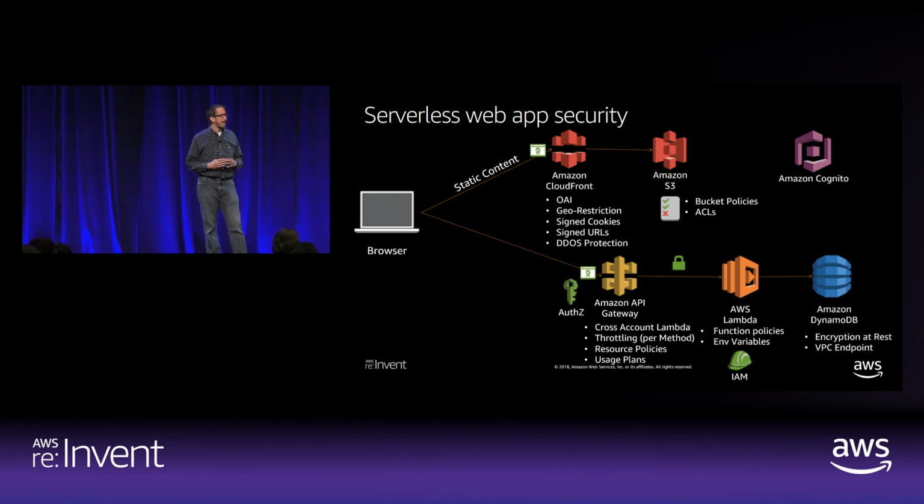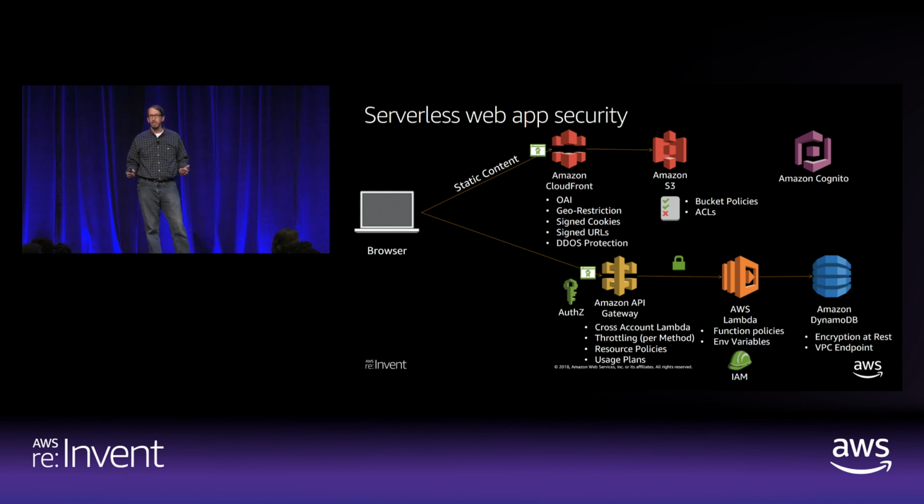CloudFront has origin access identity to prevent anybody except CloudFront from getting to that S3 bucket and has the ability to leverage signed cookies and signed URLs for requests coming in. And it provides DDoS protection, which probably by itself is enough reason to put a CloudFront distribution in front of your application.